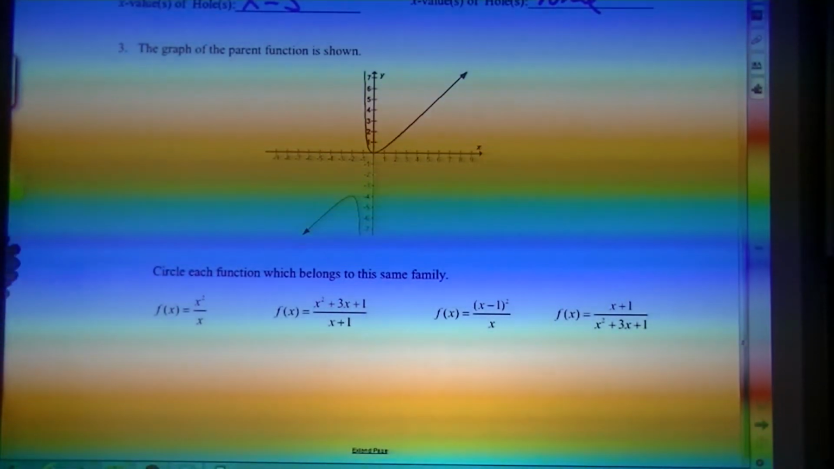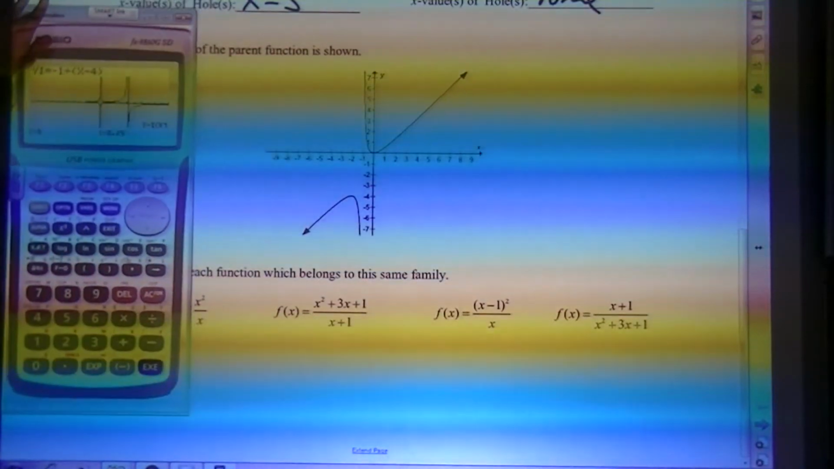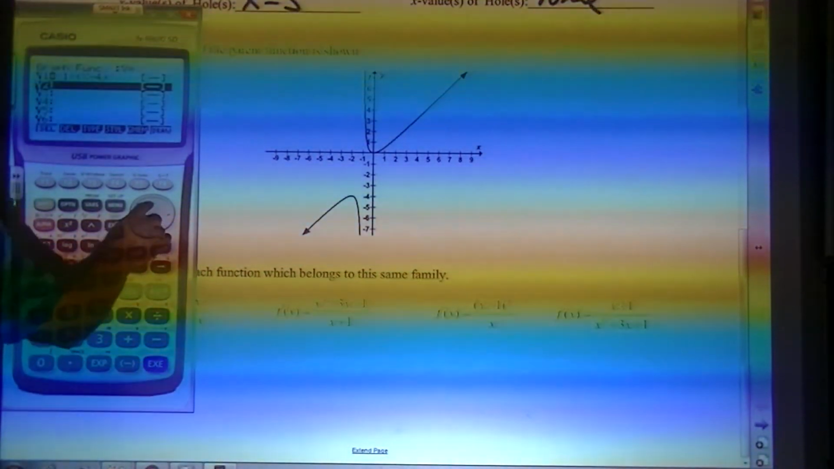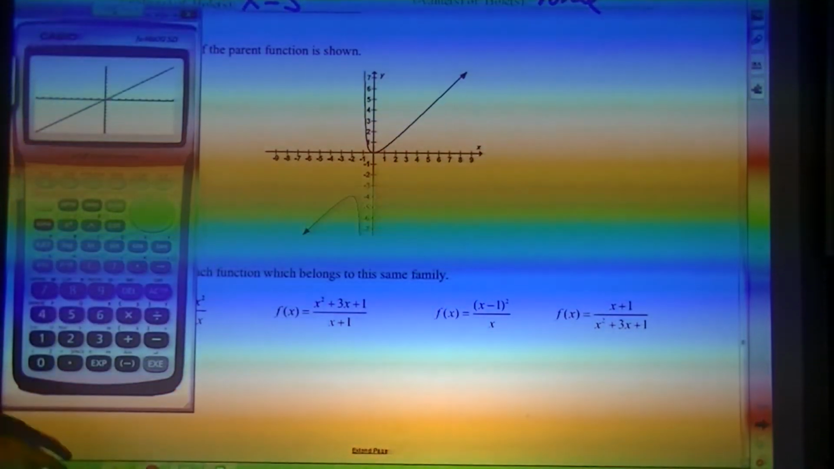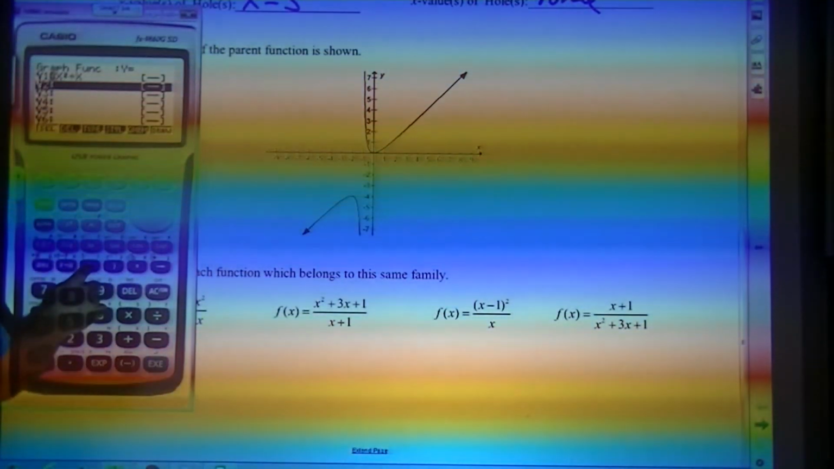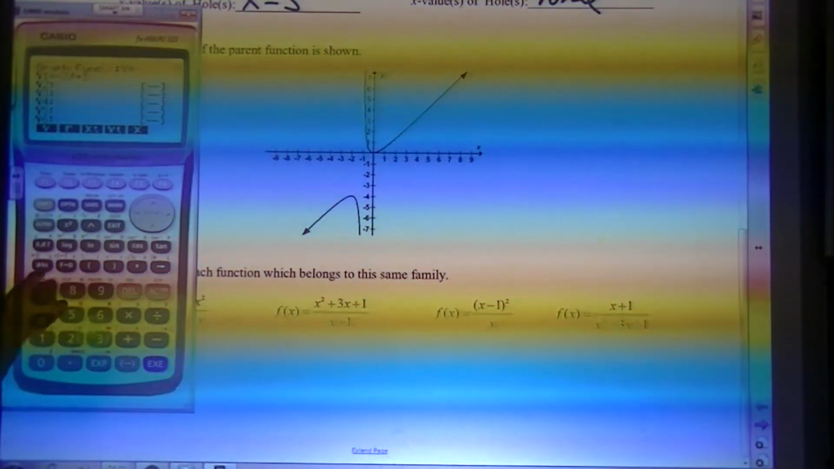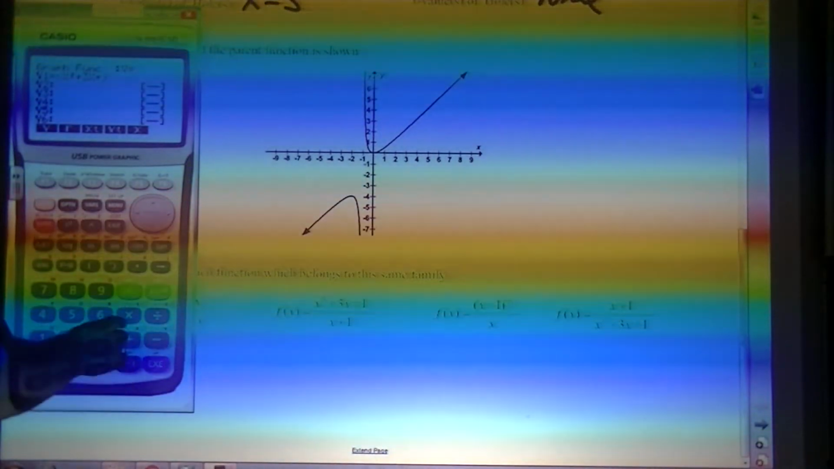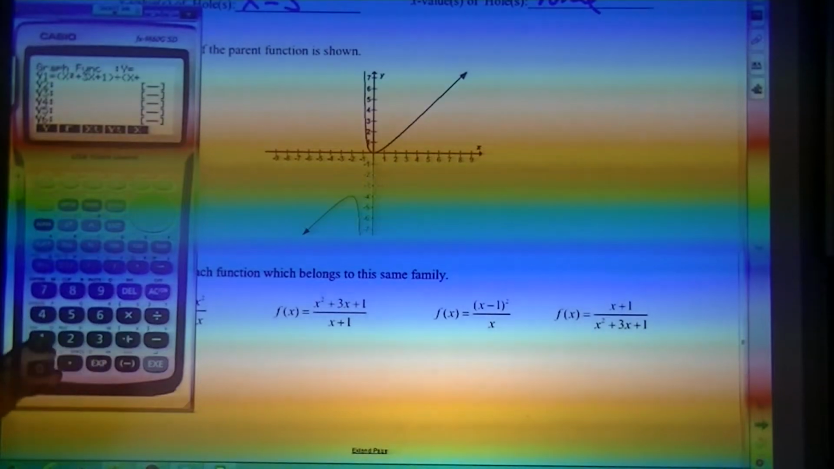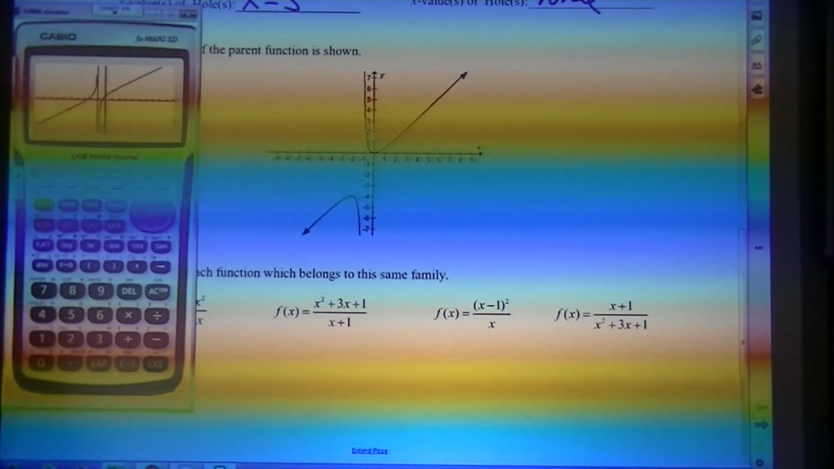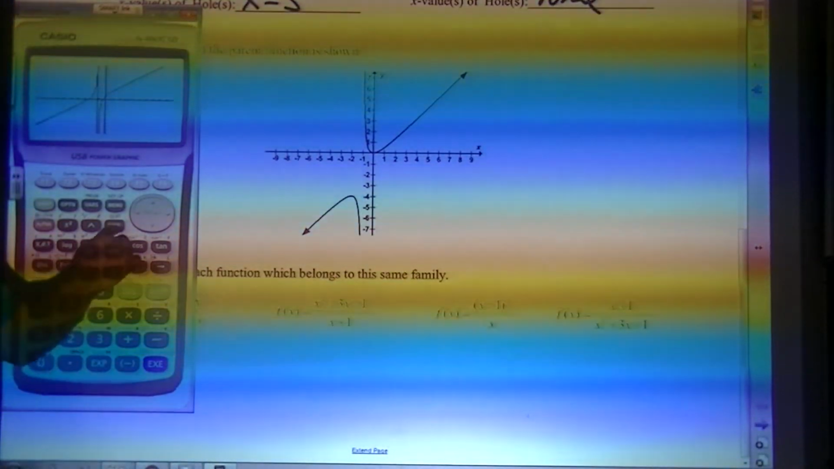Graph the parent function, which one belongs to the same family. So we want to look at all these different graphs. First one is x squared divided by x. Nope, that ends up being a line. Next one, I'm going to put parentheses around that whole expression, divided by x plus 1. Draw. That looks similar. Let's go to the next one.